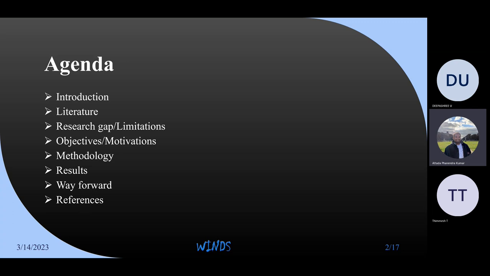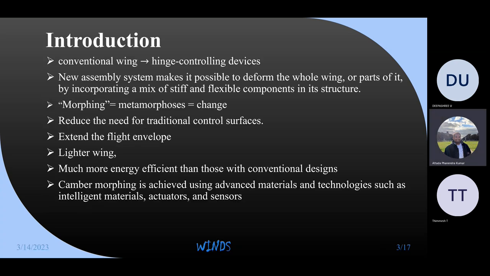I'm going to give a brief introduction and cover any works in the literature about this bistability and incorporating the bistability into the airfoil shape morphing, and some of the motivations based on the limitations, like the research gaps, and then what methods I use, and there are some basic benchmark results and the way forward. So this is the introduction.